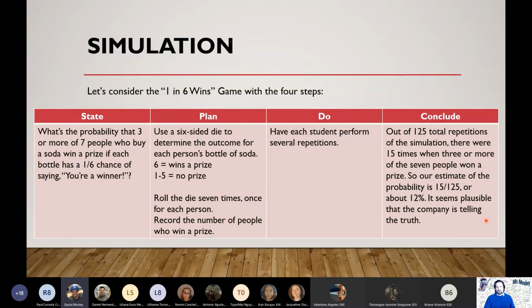All right. Are there any questions about the simulation or the steps in a simulation? Okay.